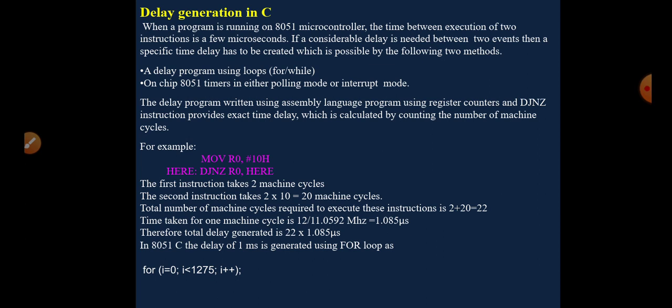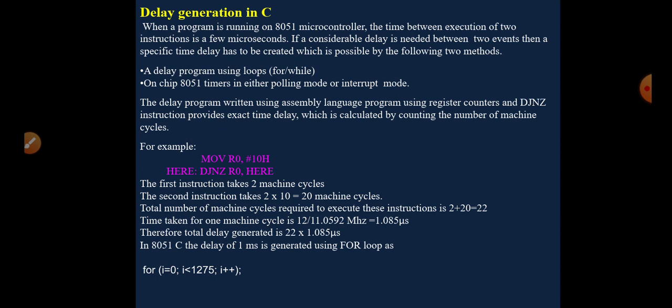So consider a delay program written in assembly language using registers. By writing assembly language, it can be done by using some of the registers, setting some counters, then checking the content of the counters by using instructions such as DJNZ, decrement jump if not zero. The delay programs written in assembly language provide the exact time delay, which can be calculated by counting the number of machine cycles.